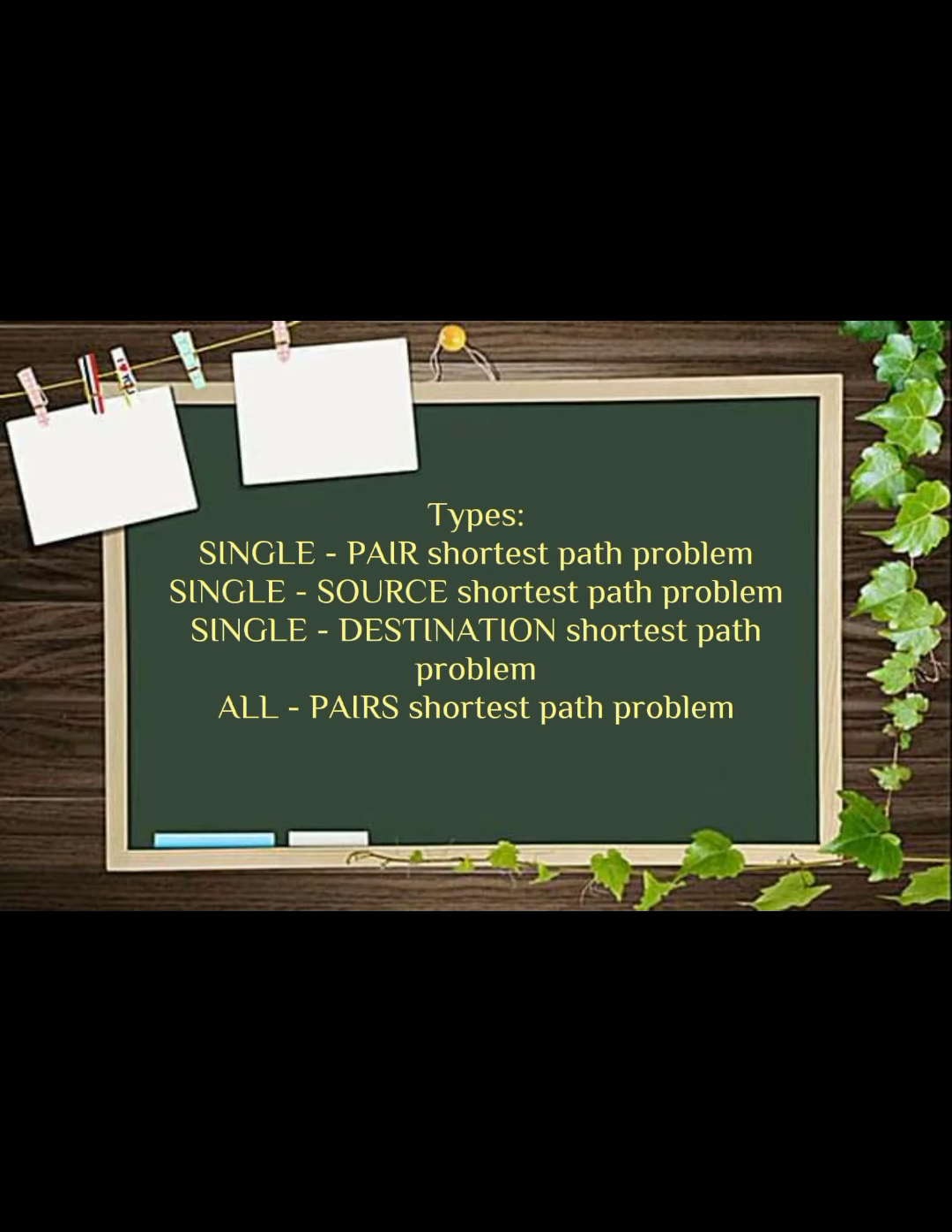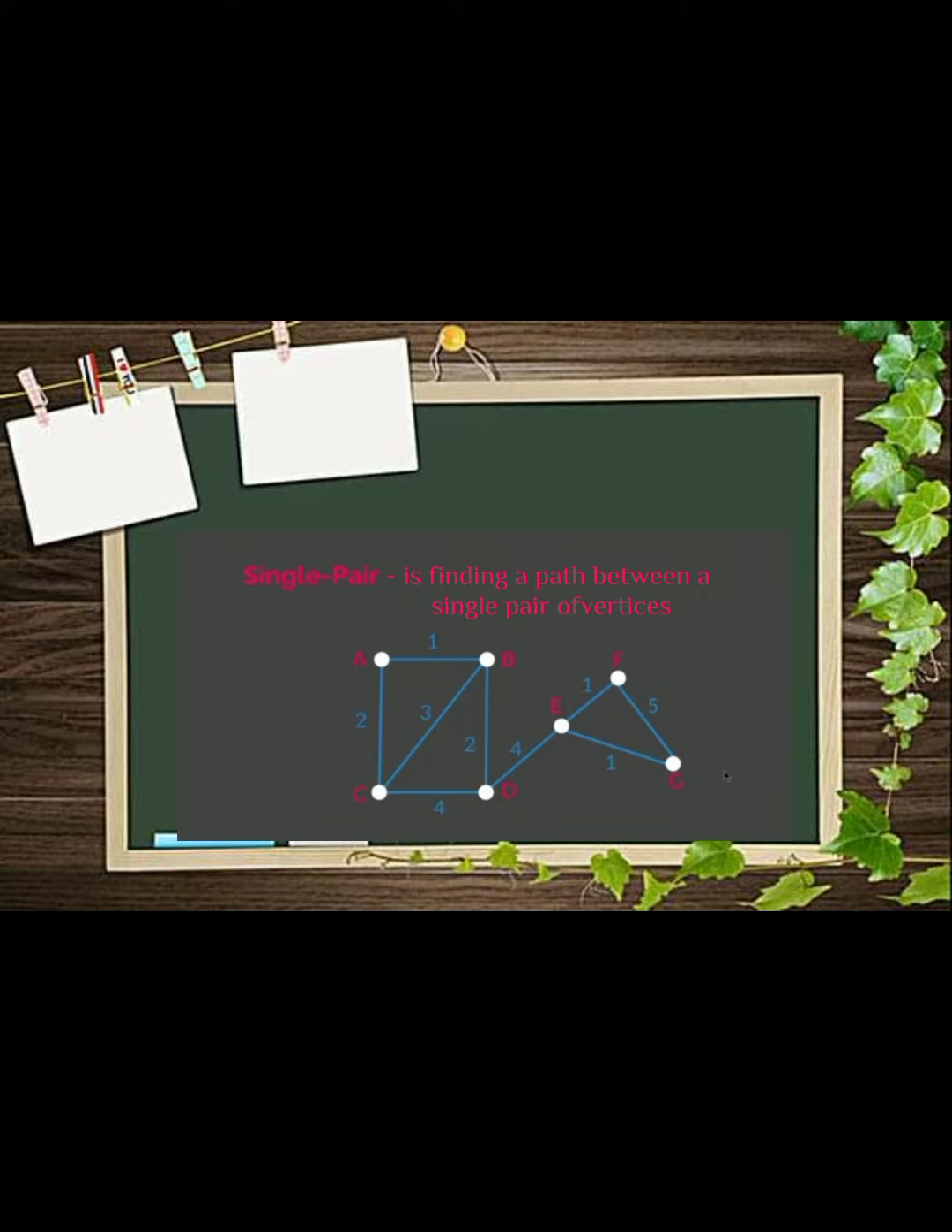We have several types of shortest path problems. We have single pair shortest path problem, single source shortest path problem, single destination shortest path problem, and we have all pair shortest path problem. The single pair shortest path problem is finding a path between a single pair of vertices. So let's say this is our graph. A single pair shortest path problem will be finding the shortest path between C and F, or between A and G. Basically, you take a single pair of vertices or points and you find the shortest path between them.